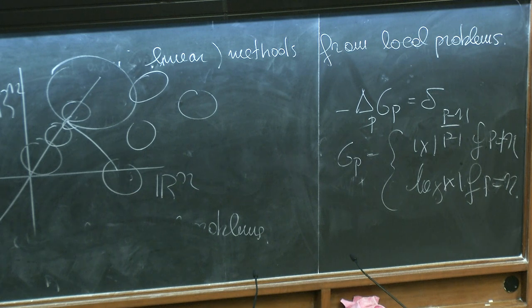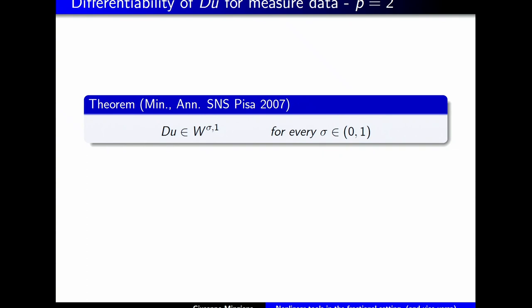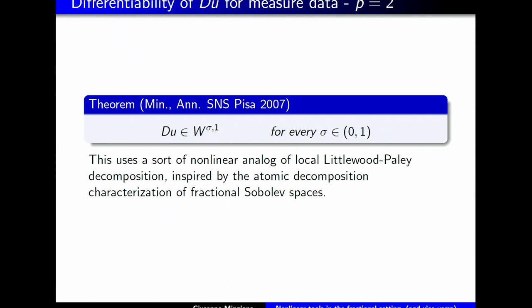Okay, this was done for the case p equals 2 by me several years ago, where I proved that if the gradient cannot be in W^{1,1}, it is anyway in every Sobolev space below W^{1,1}, so you almost lose nothing. This is a special technique that allows to get a sort of analog of a local Lipschitz-type decomposition. So this is for the gradient.